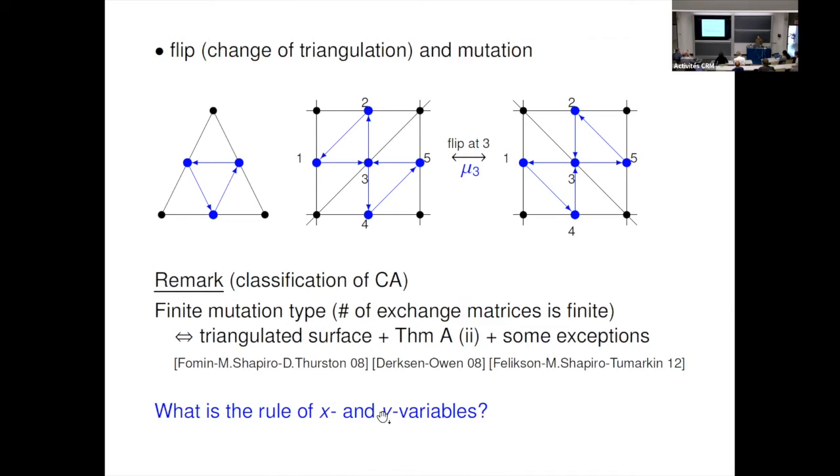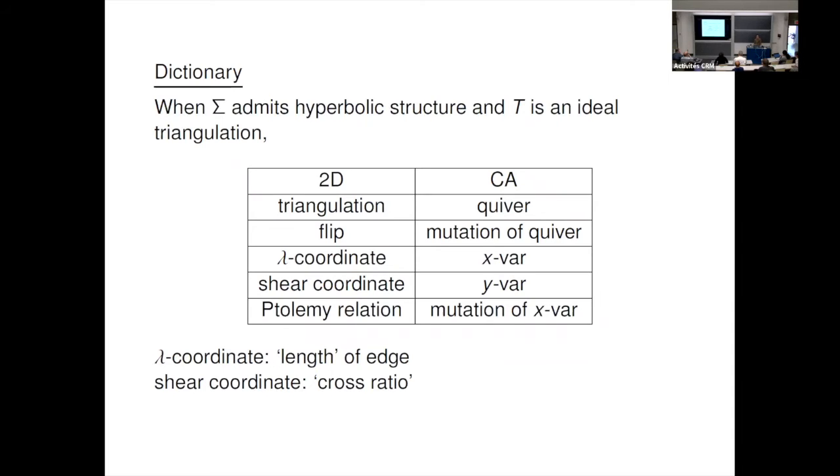So the problem is, what is the root of X and Y variables in geometry? Then this is a final answer of the dictionary. So when the surface admits a hyperbolic structure, and T is an ideal triangulation, actually, I will give a precise notion of ideal triangulation tomorrow because I have to introduce many things in hyperbolic geometry. So today I omit that.